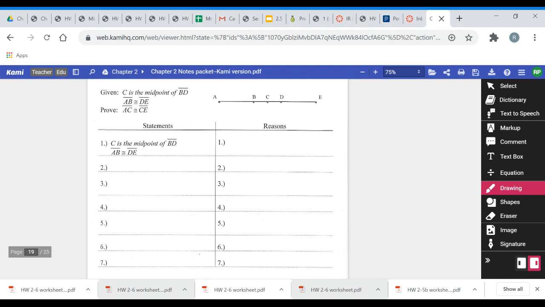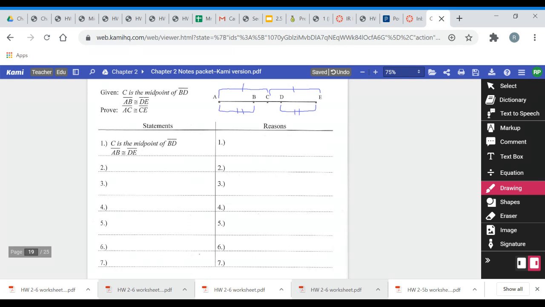There we go. All right, so it says C is the midpoint of BD. So I have to think about what that means. I know that this piece must be equal to this piece, right? If I know that C is the midpoint, but I need to say that in the proof. I can't just go with it being the midpoint. I'm going to have to say something about that. And also AB is congruent to DE. So I also know that AB, I'm going to put 2 marks there, is congruent to DE.